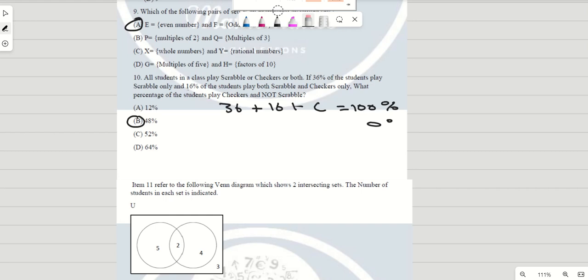My bad, guys. This one, 36 plus 16 is not 42. It is 52 plus C, right? 52 plus C is equal to 100, right? So C is equal to 100 minus 52. So C would be equal to 2 minus 10 is 8, 5 minus 9 is 4. So the answer is 48. Oh, I don't know what I went on about there, but yes. So the answer is 48%, right?